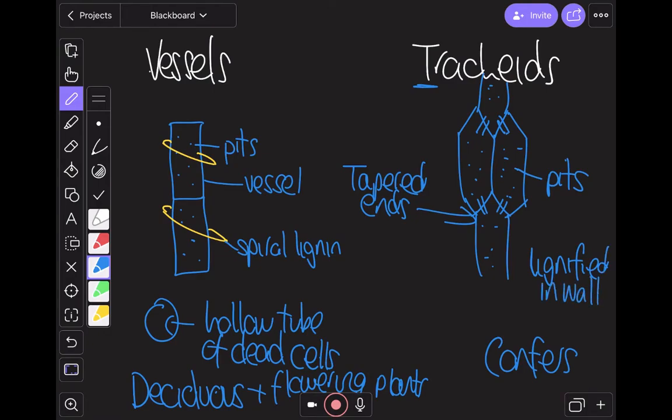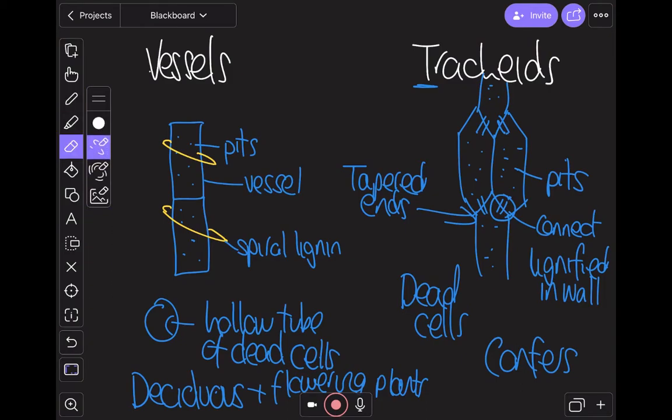And just like our vessels, these are hollow sections of dead cells. So there will be a kind of a sieve connection at this area here between them, so it's not perfectly hollow, but again these guys are dead cells. I'm going to draw the phloem now, seeing as we're at this board. I'm just going to get rid of the vessels over here on the left.